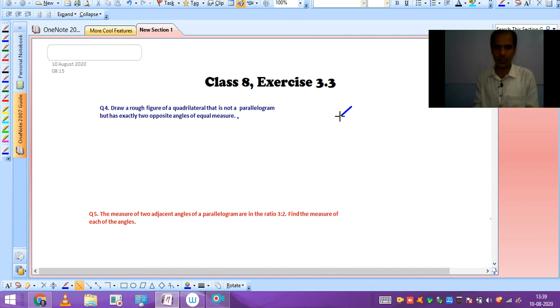Here I am going to draw a kite. So this is one side, this is second side, this is third, and this is fourth side. And here you can see that suppose the vertices are A, B, C and D. Okay, and the angle A and angle C are equal. So this is angle A and this is angle C. Both these angles are opposite and they are equal in measure. B and D are not equal.